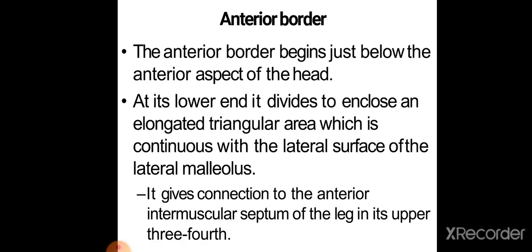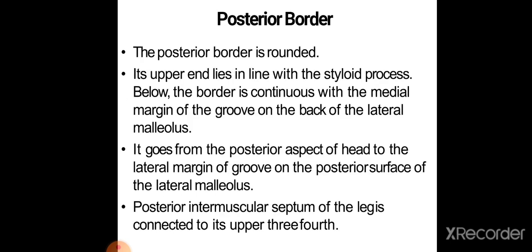Now we come to the anterior border. It begins just below the anterior aspect of the head. At its lower end, it divides to enclose an elongated triangular area which is continuous with the lateral surface of the lateral malleolus. It gives connection to the anterior intermuscular septum of the leg in its upper 3/4.